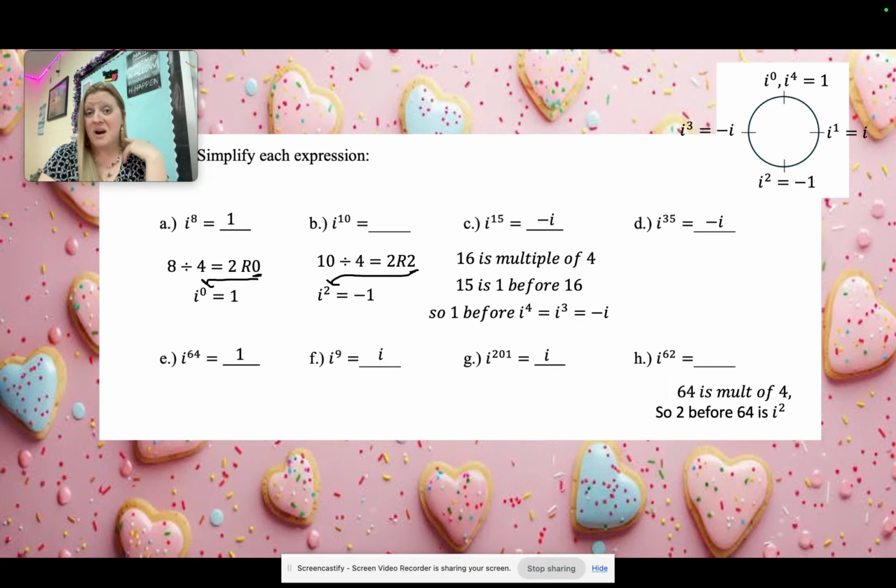So that's how I do it. But you could also do 62 divided by 4. You're going to get a remainder of 2, so you're going to have i squared, which is -1. So there are a whole bunch of different ways to do the higher powers of i. You just have to play around with it. But it really does help if you think of it like a clock and decide, okay, if I kept moving this many, where would I end up?